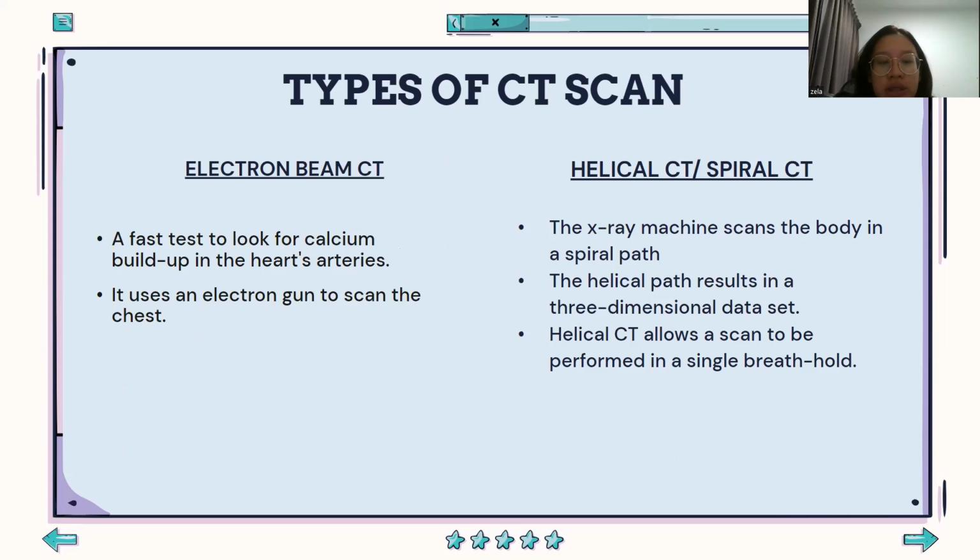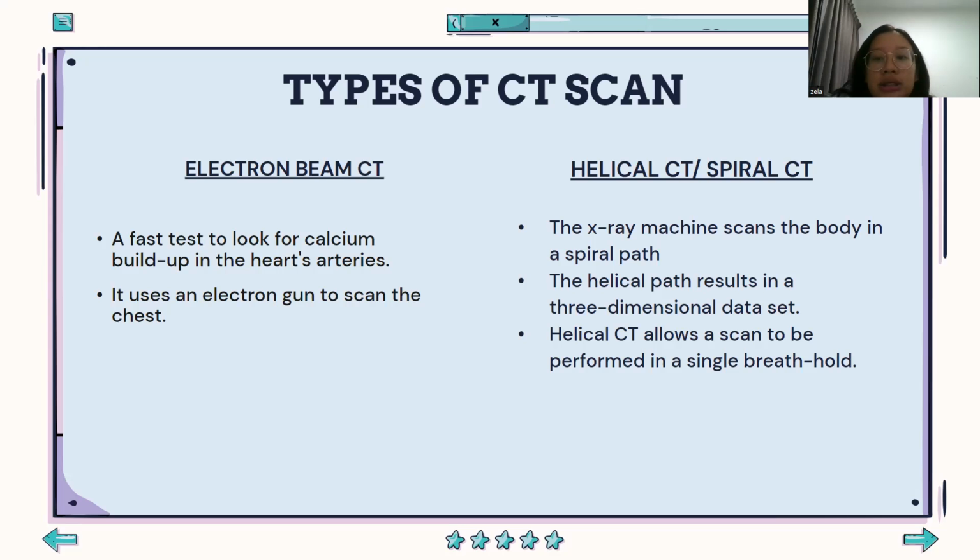The first type is the Electron Beam CT. It's a fast test to look for calcium buildup in the heart's arteries. It also uses an electron gun to scan the chest. This technique is inherently unable to capture dynamic events or movements that are quicker than rotation time. It may be used to screen people for coronary artery disease, and it can also help assess the risk of having a heart attack in the future.